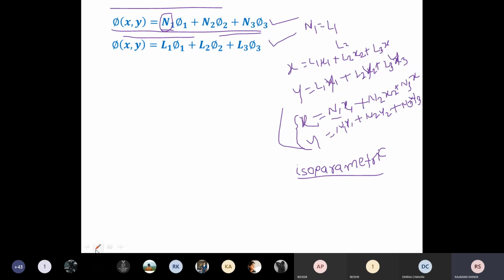And see here, one more thing I want to tell you. If you extend it to a three-dimensional element, then also you will get a linear three-dimensional element is also an isoparametric element. But if we go for higher order elements, it may not be isoparametric elements.